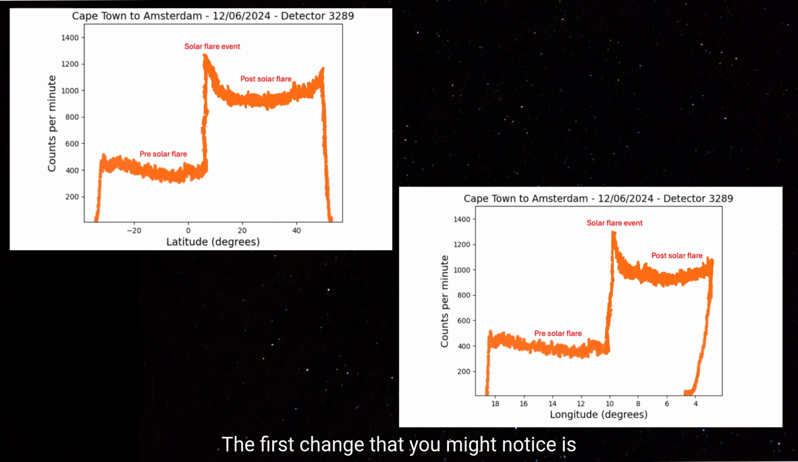The first change that you might notice is that the radiation rate skyrockets at the specific latitude or longitude that the plane crosses at the time of the flare. The average radiation rate in a typical flight, with no solar flare, is generally under 1,000 counts per minute, depending on the flight path and altitude. Solar flares will increase this radiation rate, so look out for rates higher than this, as they might indicate a solar event.